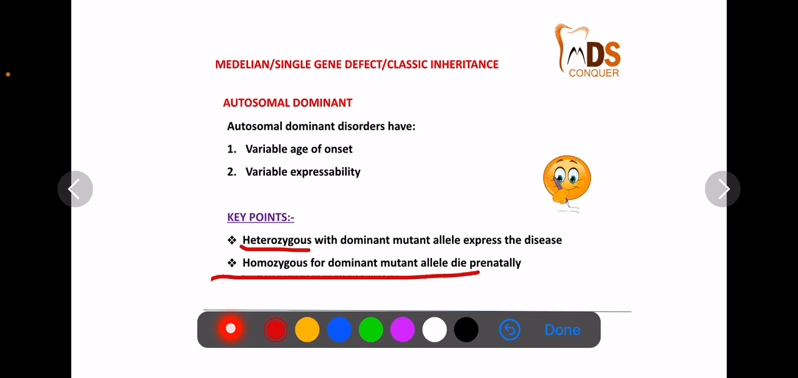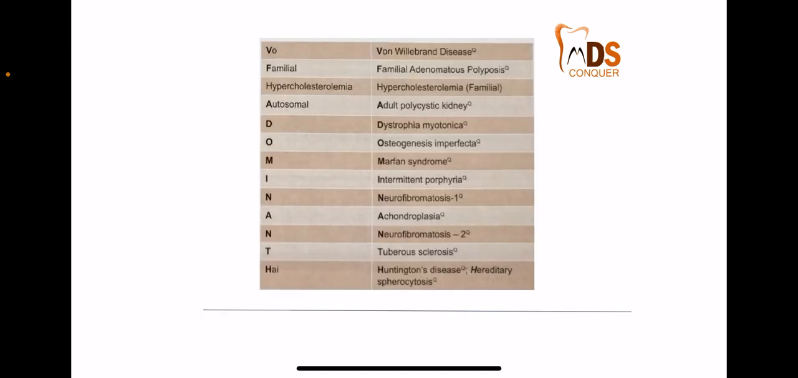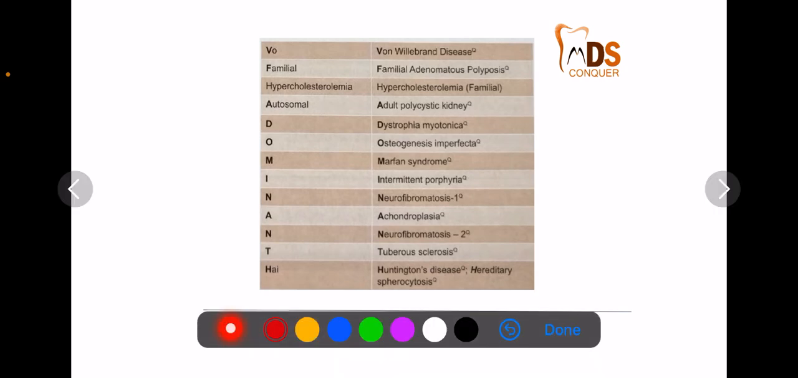So if the question says a child is having an autosomal dominant disease, then whatever representation you are giving, make sure that it is heterozygous. These are the various autosomal dominant disorders. Just see through the mnemonic which is present here. All the names of the diseases are given here, right?